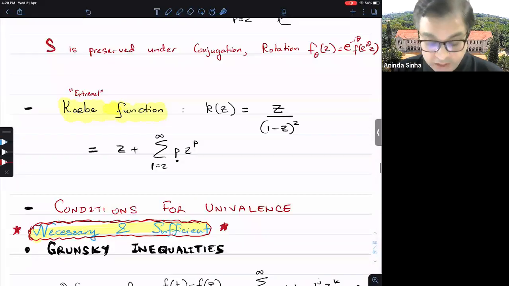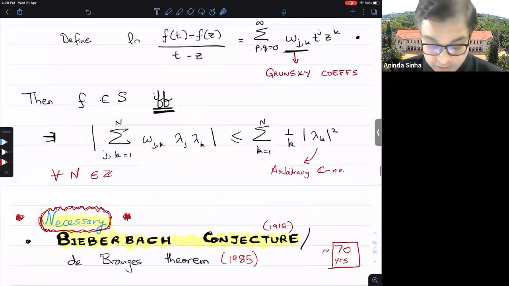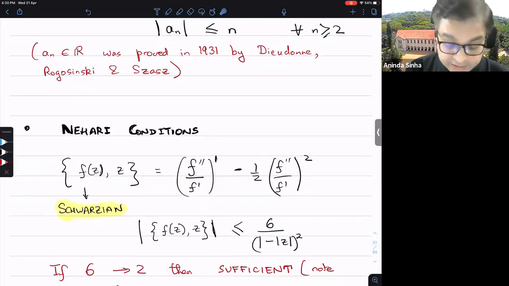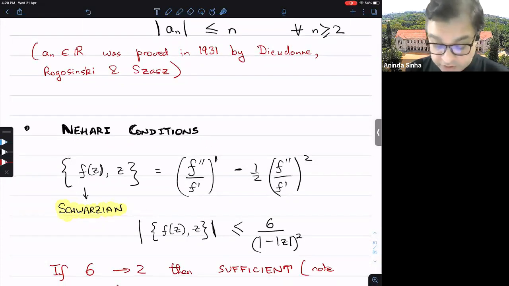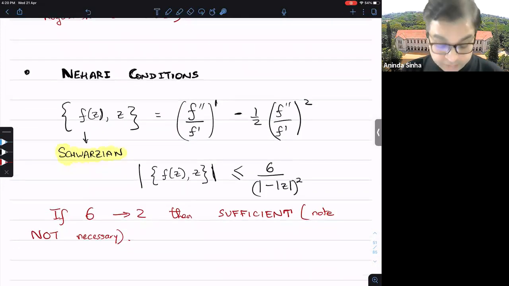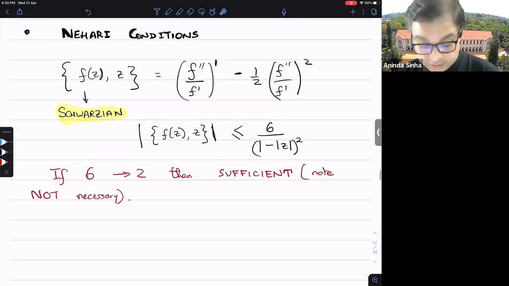Okay, so let me quickly now run and show you a derivation. I should also mention, in case you were interested, that a sufficient condition for proving univalence is by calculating the Schwarzian of the function. The Schwarzian is something that we do in conformal field theory all the time. And there's a very interesting story that the Schwarzian also plays.